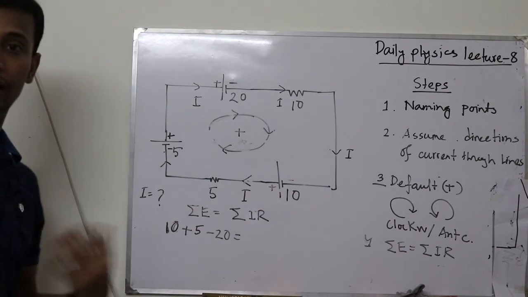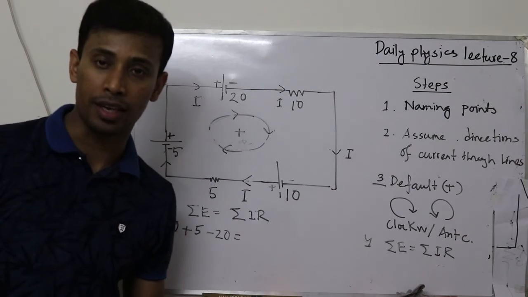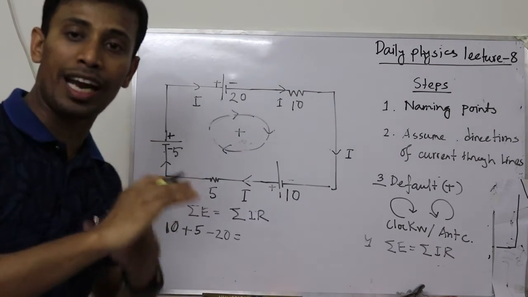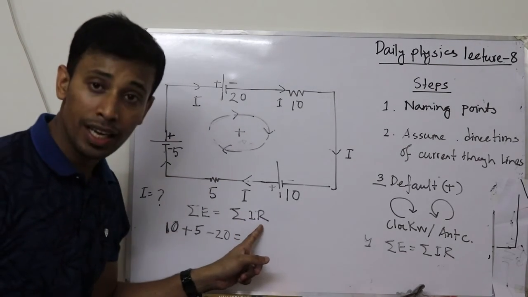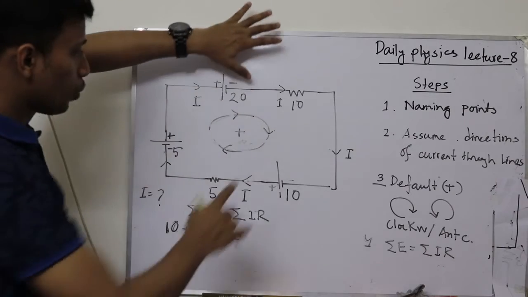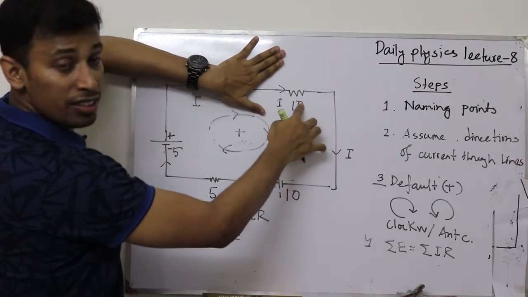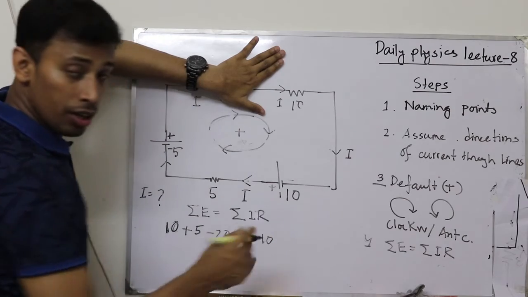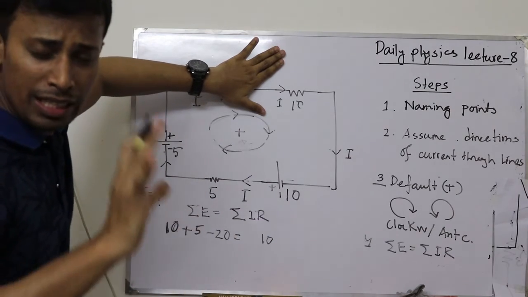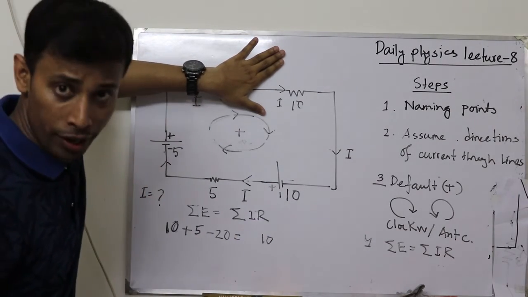So we are done with the left side. Now we have to move to the right side. For the right side, forget about the cells, look into the resistances. So we have 1 and 2 resistance. The value of this resistance is 10. Write down 10. We have no problem with this resistance because resistance doesn't have polarity.